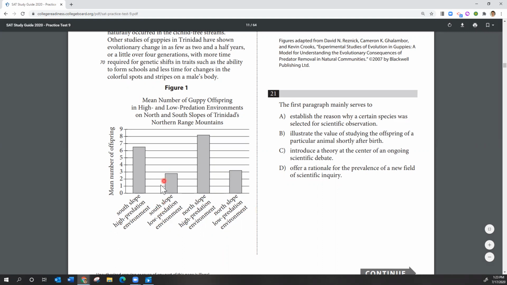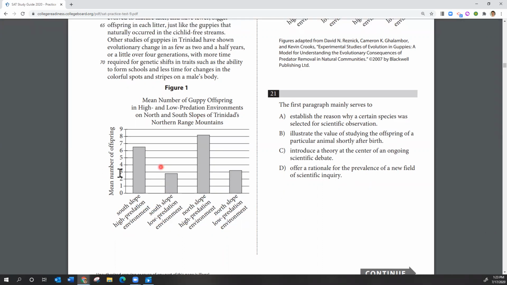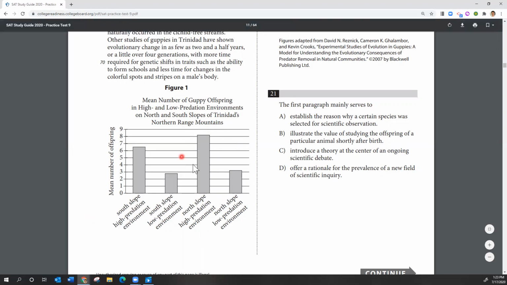So first thing I would always do when looking at these on my initial read is just see what kind of pattern I notice. So I'm definitely noticing that it isn't the south versus the north that has the variation, but rather where we have high predation environment, whether you're in the south or the north, you seem to have a higher number of guppies being born, okay? So more predators in the environment equal more guppies being born, regardless of whether you're on the south slope or the north slope. So that's kind of the initial idea that you have to take away from that graph.